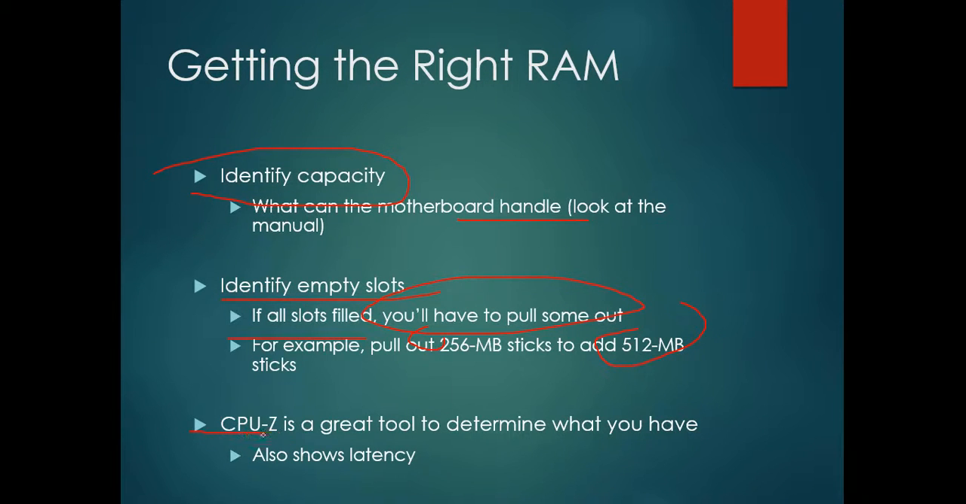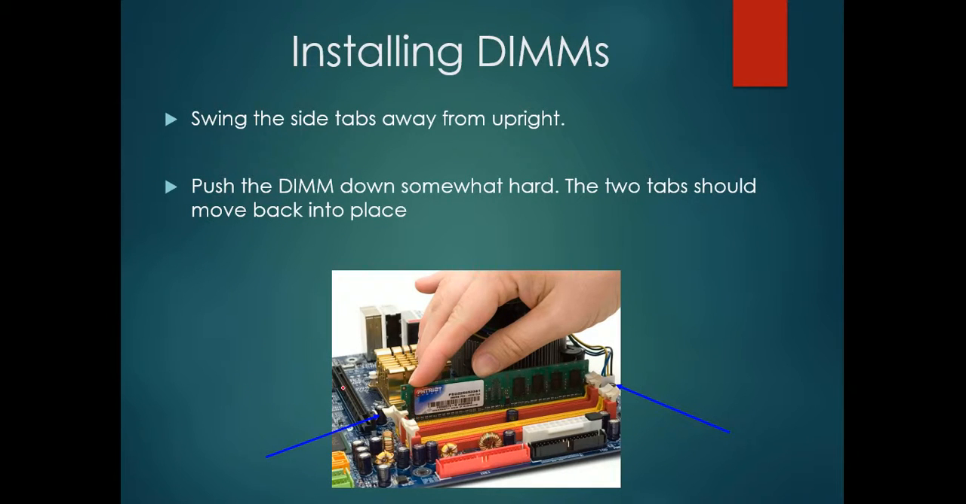Now, CPU-Z is a great tool to determine what you have. This also shows the latency. How to install the DIMMs? You have to swing these side tabs away to the right and push this DIMM down somewhat hard, and these two tabs should move back to the base. They come like this and they go like this.